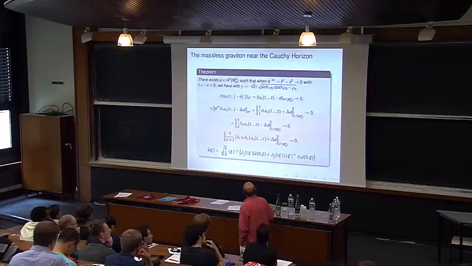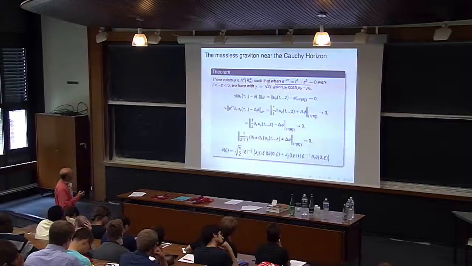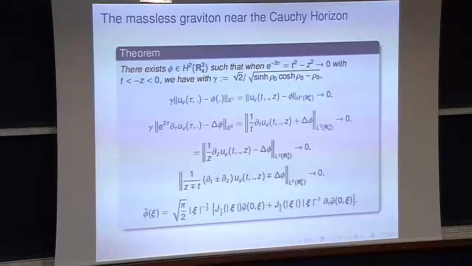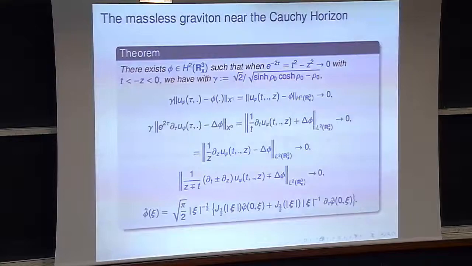Now I want to give some highlights on the propagation beyond the Cauchy horizon. First, I consider the massless graviton, and I want to investigate its behavior at the Cauchy horizon. It's very easy, since we have a precise result on the asymptotic profile for the free solution in the steady state universe. If we consider a massless graviton and we look at its behavior near the Cauchy horizon, we find that there exists an asymptotic profile, phi, for the massless graviton. It's a preliminary result.